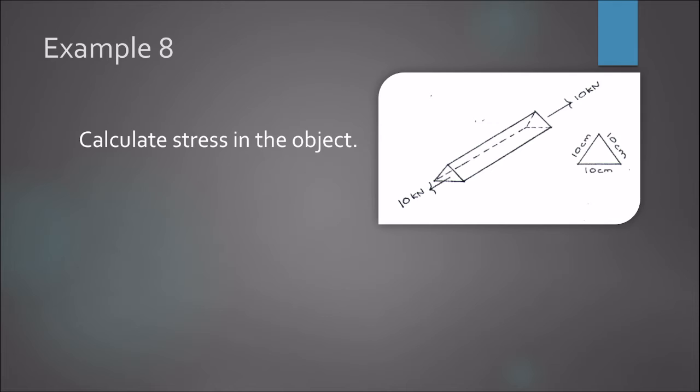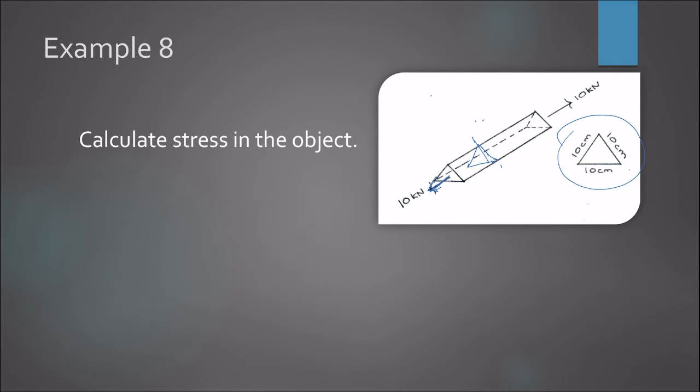Calculate stress in the object. Here we have a triangle cross section. It looks like a Toblerone chocolate, long like that, or like a tent. Maybe you can consider this like a tent. So this is the cross section, and it will be triangular. Basically, the cross section must be perpendicular to the force. So you cut here, and you get a triangle shape, which looks like this, right?